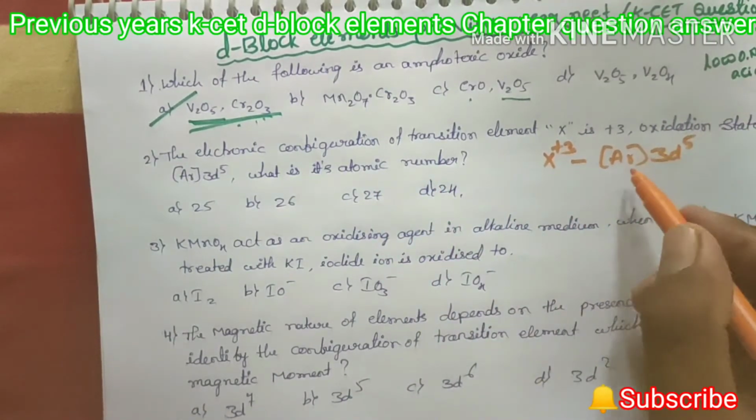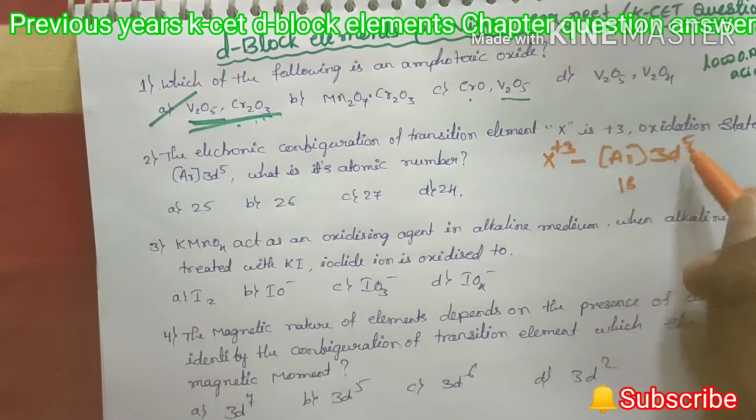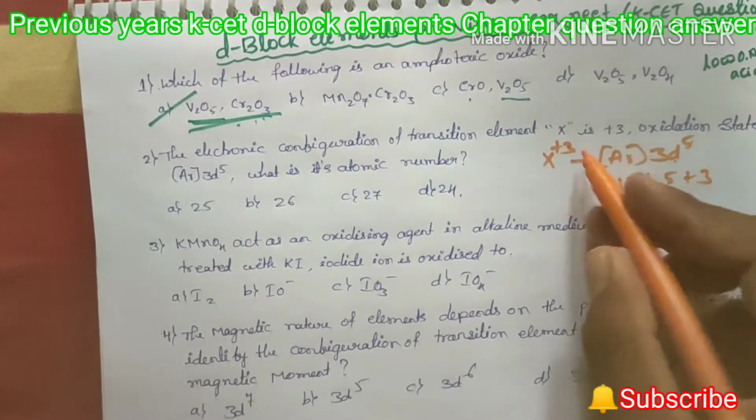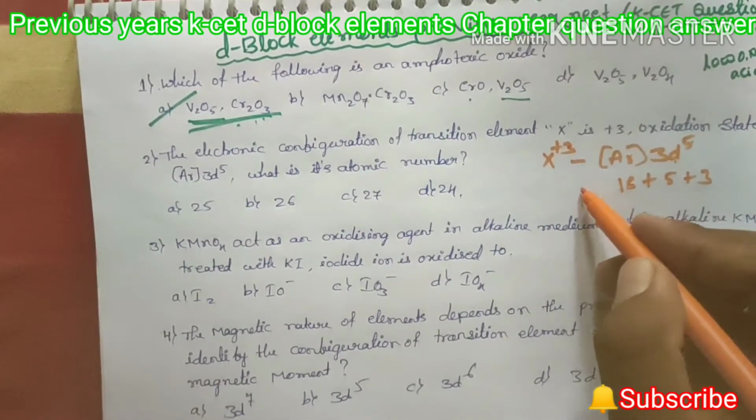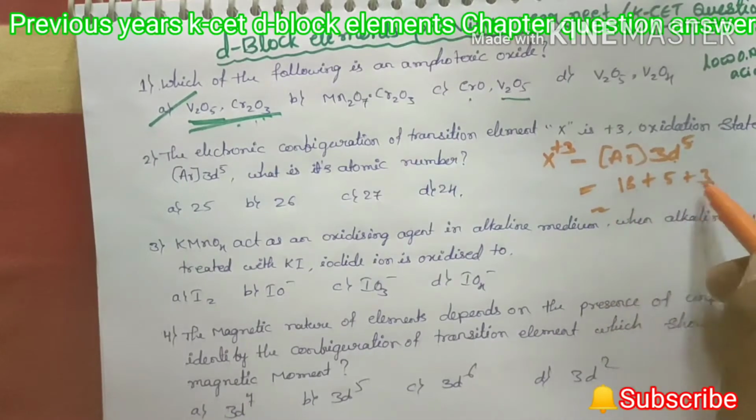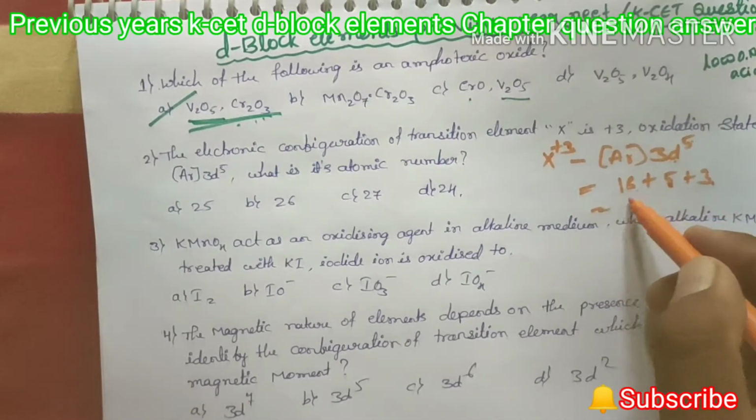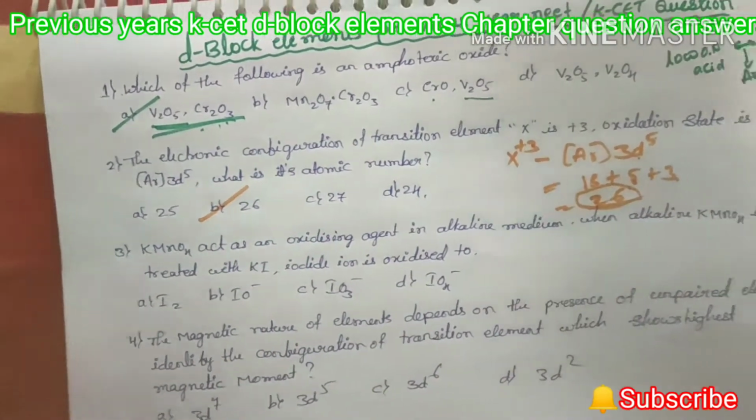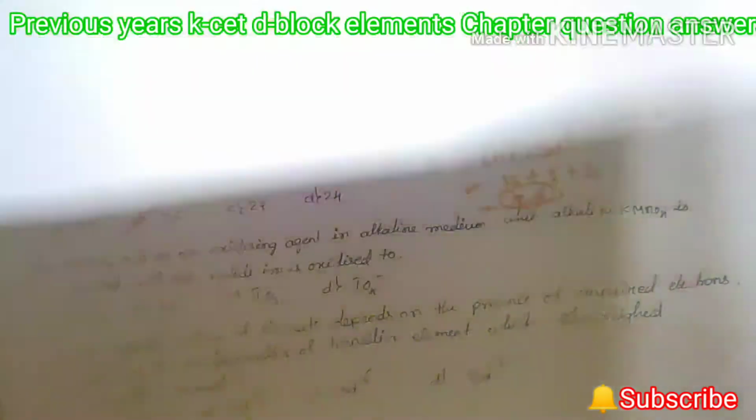You see, argon means 18. This d5 means there are 5 electrons, and they removed 3 electrons, since +3 oxidation means 3 electrons removed. Therefore 18 plus 5 plus 3 is 26. Therefore the atomic number of that element will be 26. Go for this one, we will go for the converse.